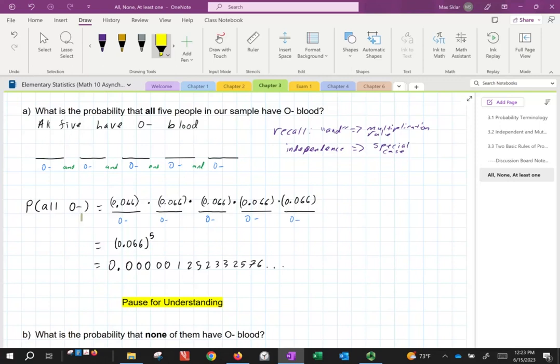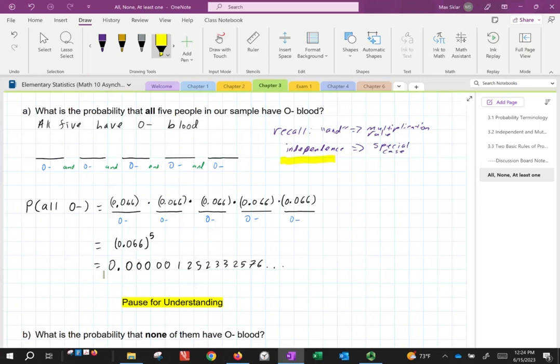And so when I want to compute that probability, I'm going to multiply the probability that the first person has O negative type blood, that's 6.6%, 0.066, times the probability that the second person has O negative blood, another 0.066. The probabilities are not changing as we move along, as long as we're assuming independence. Now, if I multiply 0.066 times 0.066 times 0.066, that's repeated multiplication, which is where exponents come in. And so I can write that probability as 0.066 to the fifth power.